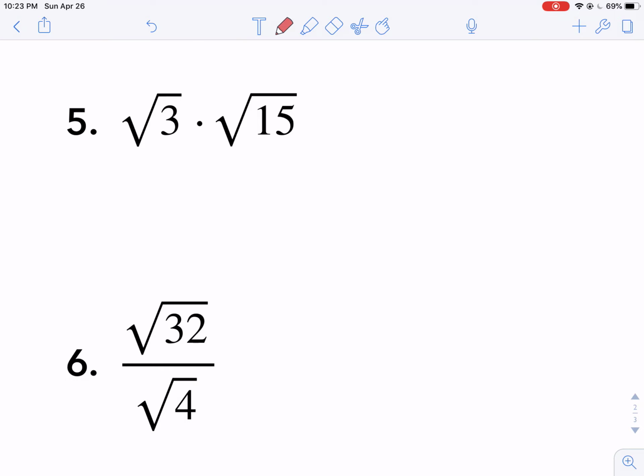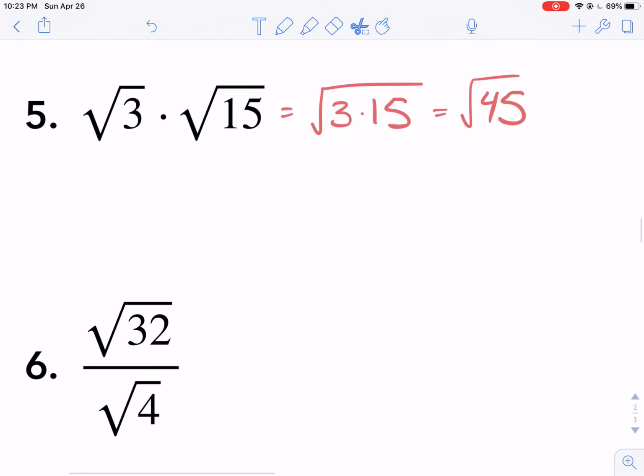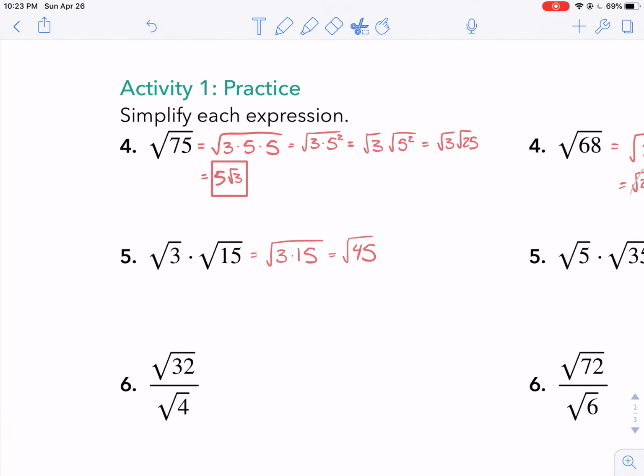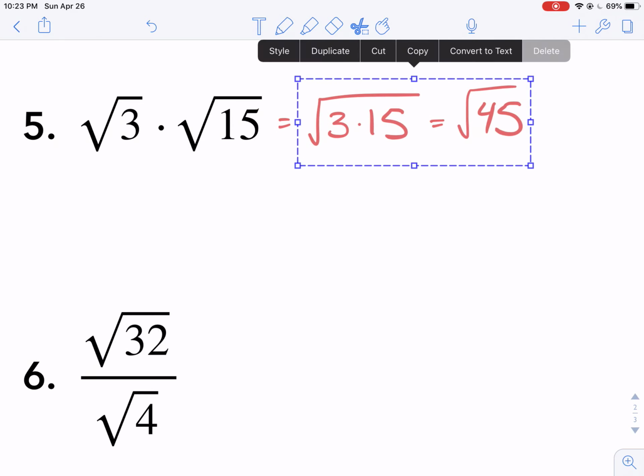The square root of 3 times the square root of 15. We have a couple options here. We could say the square root of 3 times the square root of 15 is equal to the square root of 3 times 15, which is the square root of 45. And we can follow the same process that we did up here. We can split 45 up and prime factor it and then keep going. Or we can skip that step and split it into the individual radicals, which we're going to do now.